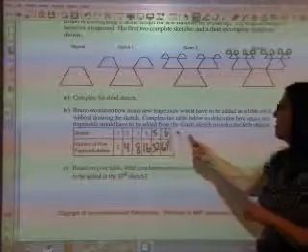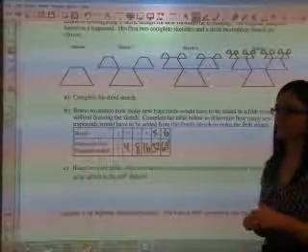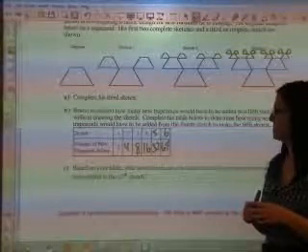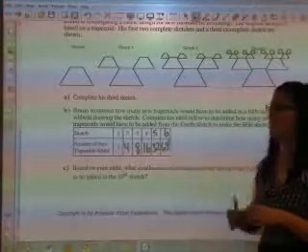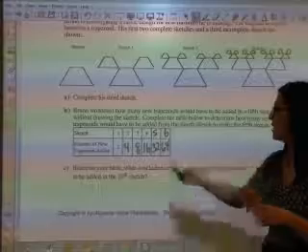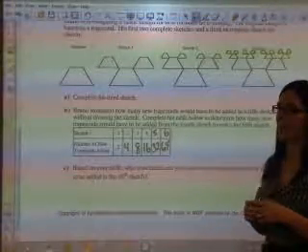Without having to go 7, 8, 9, 10. How could I skip from 6 to 10? 32 times. But what if I didn't know that 2 to the power of 5 was 32? Or this one right here. What if I didn't know that in the 5th sketch I was adding 32?